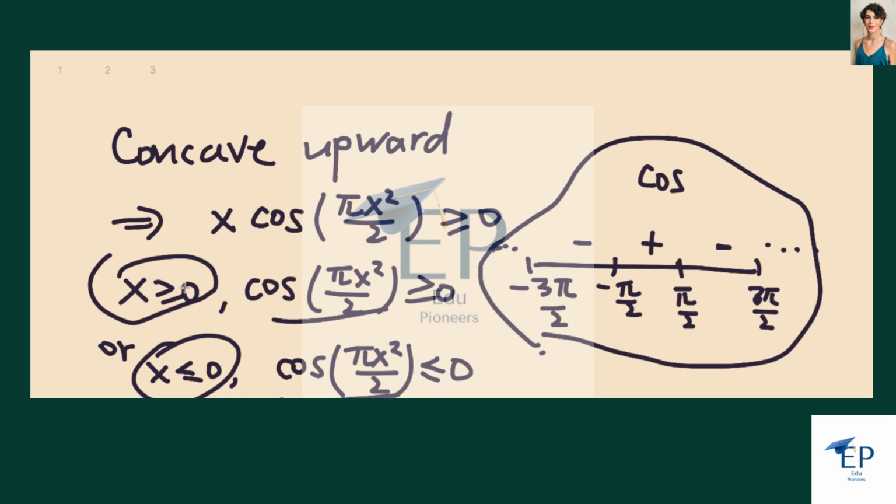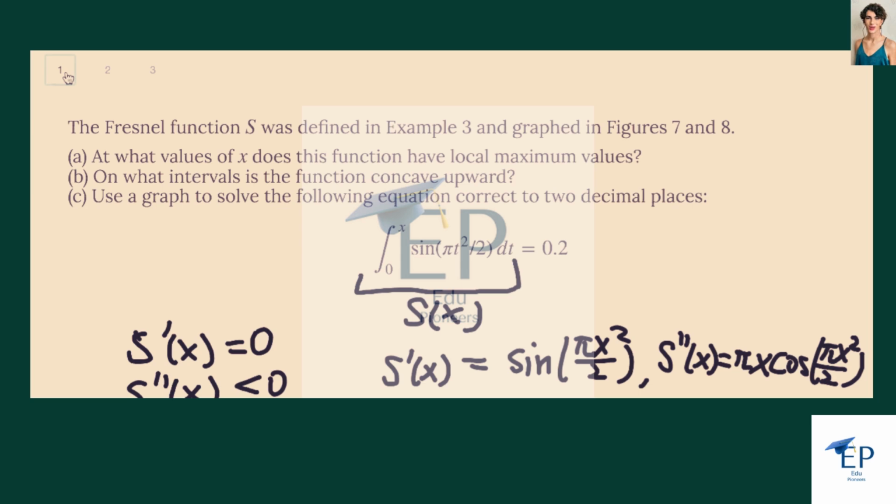So basically, at the end, when x is greater than or equal to 0, you want pi x squared over 2 to be inside the part where cosine is positive. And when x is negative, you want this part to be inside the region where cosine is negative. And I'll leave the equation solving part to you. You use a graphing calculator to do that.